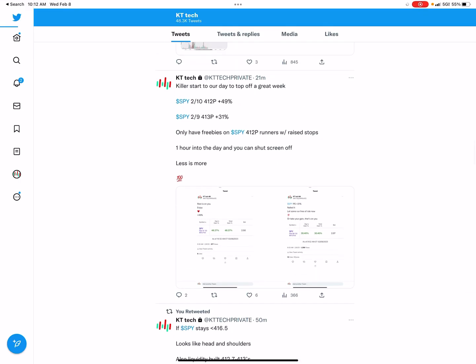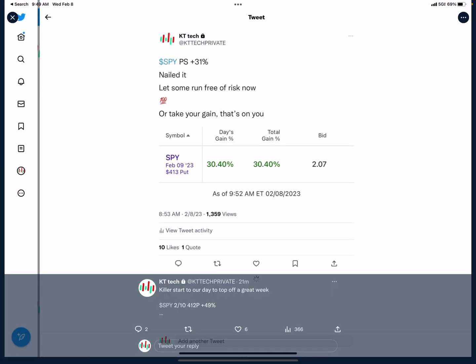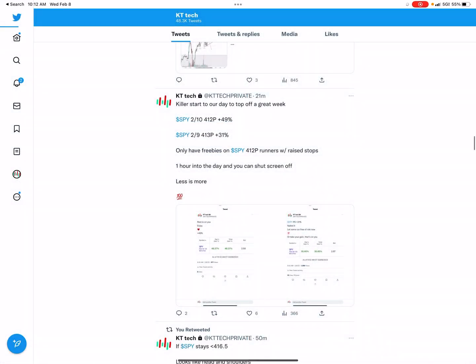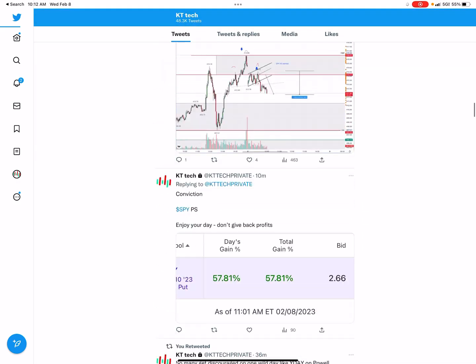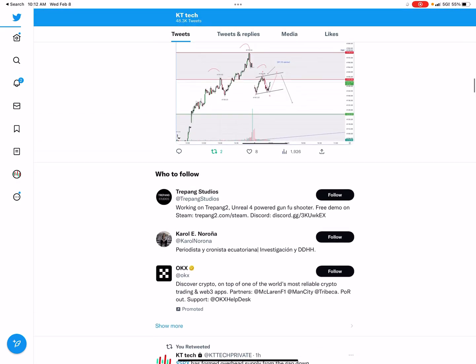So I want to do a quick video recap to share how we nailed the top twice today. First round of puts, we got paid 31%. Second round of puts paid us 58%. Okay, so a couple things I saw here, guys, from the morning plan, right?